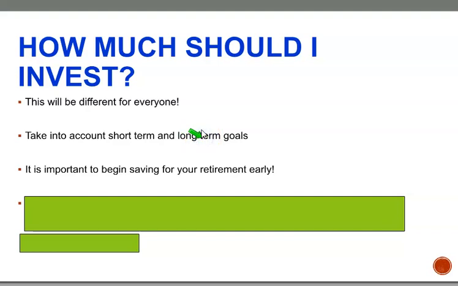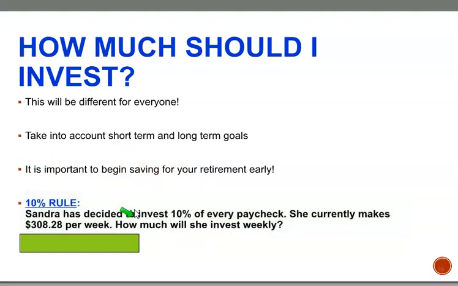Long-term would be more like towards retirement. With short-term goals, you're trying to make a profit so you can purchase that great vehicle you've always wanted, go on a great vacation, pay for a wedding, or pay for college. It's important to begin saving for your retirement early. We talked about that not too long ago. So again, the 10% rule. We used 5% in our work a couple lessons ago.